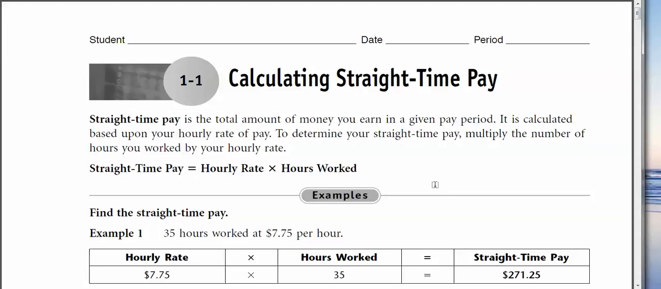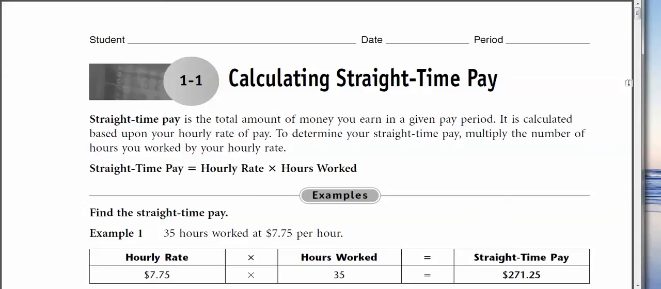And the definition that they give is it's the total amount of money you earn in a given pay period. It is calculated based upon your hourly rate of pay. To determine your straight time pay, multiply the number of hours you worked by the hourly rate. So an hourly rate, we're hoping, would be like 20 bucks an hour, right? But for our first example here, we have hourly rate times our hours worked.